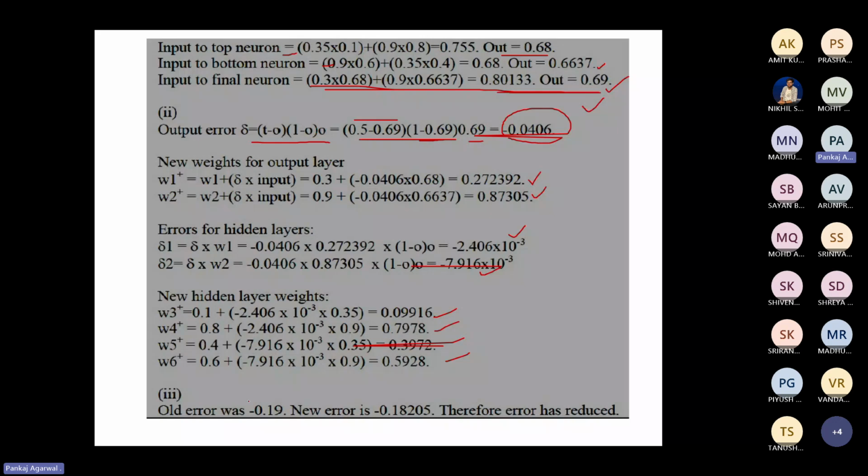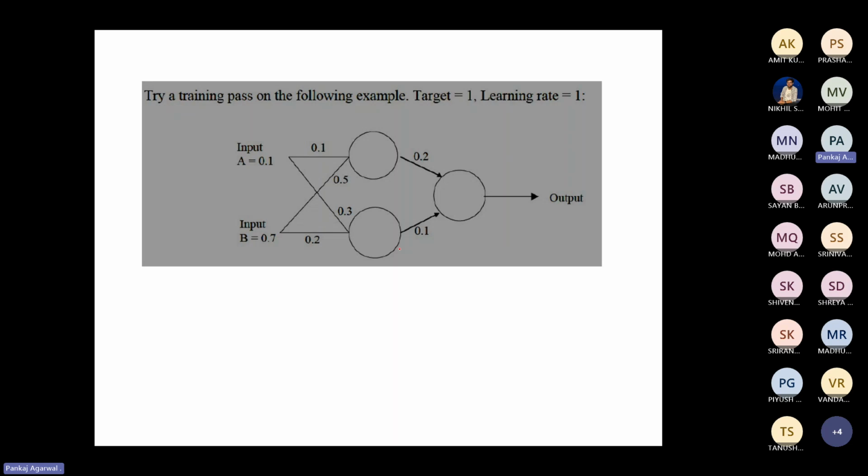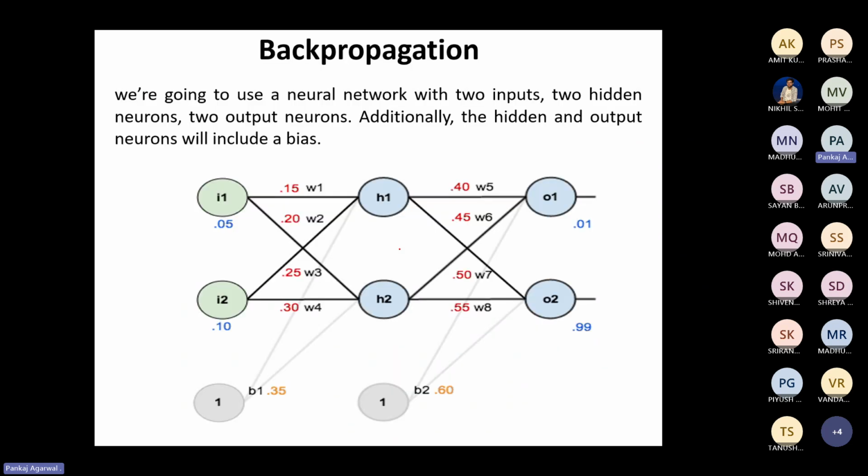So the old error was, suppose, 0.19, after subtracting 0.5 from 0.69, and the new error, after calculating everything, came out to be, for example, this. Therefore the error is reduced. I have not explained all the calculations; I've just given you the thought process here, because the calculations would be a little lengthier. So the idea is that the loss would get decreased one by one.